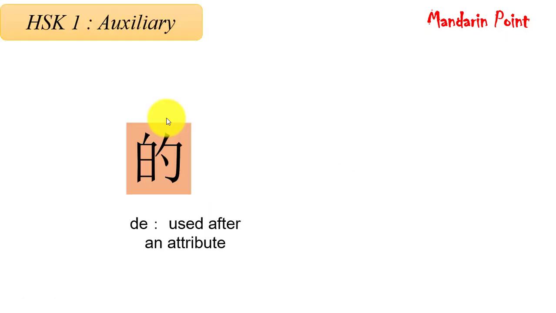Auxiliary verbs are basically used in forming the tenses, moods and voices of other verbs. For example, here we have this de, meaning the. It is used after an attribute. It doesn't have any specific tone. We can simplify it further.